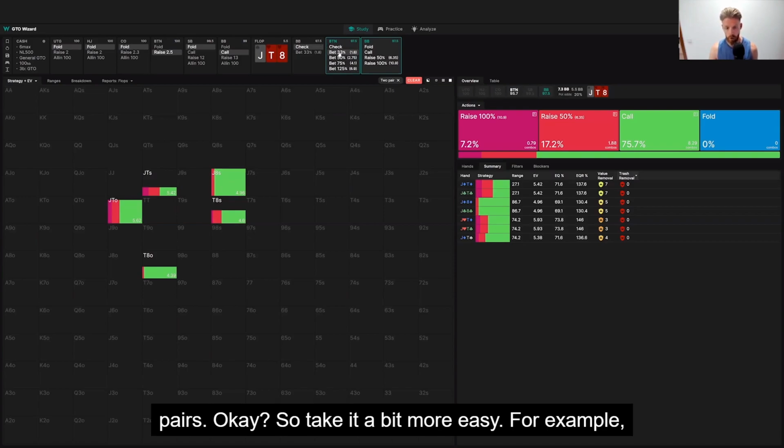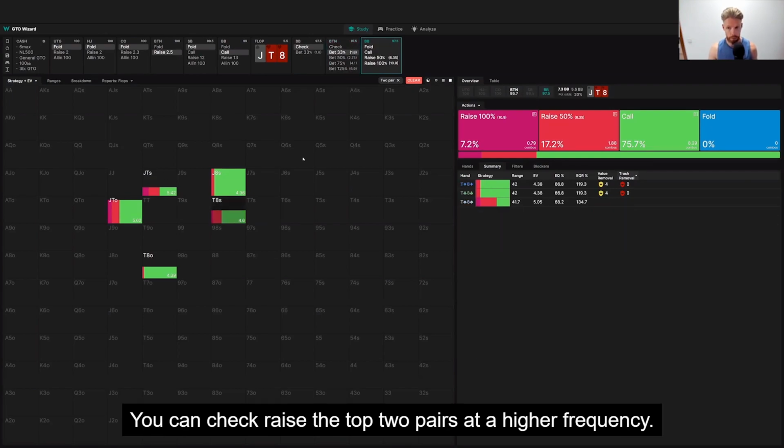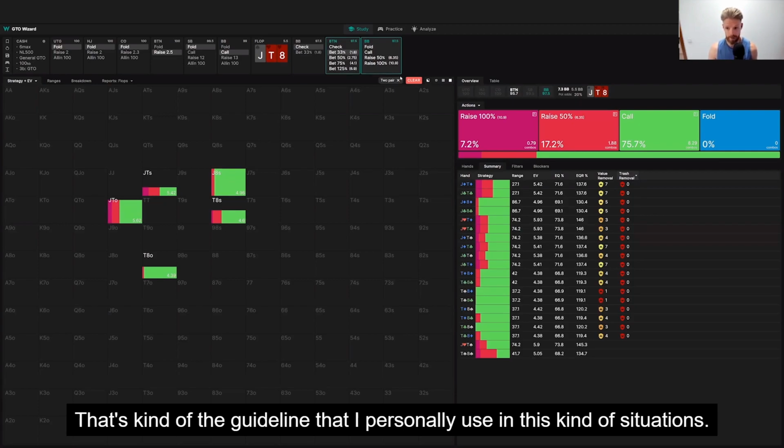Okay, so take it a bit more easy. For example, never check raise any bottom two pairs. You can check raise the top two pairs at a higher frequency. That's kind of the guideline that I personally use in this kind of situation.